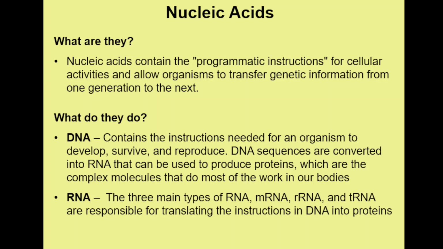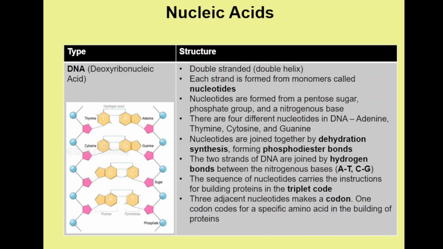Okay, so this is a bit more of a detailed look at what DNA and RNA do. DNA and RNA are our nucleic acids. So let's think about the structure then. They're a little bit more complex than what we've looked at previously, so there's a bit more information here. But let's start with DNA. What do we know about the structure of DNA, or what do we need to remember? Well, DNA is double-stranded and it forms the famous double helix shape.